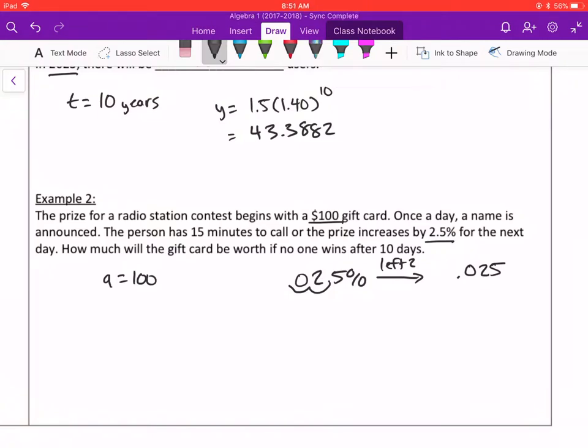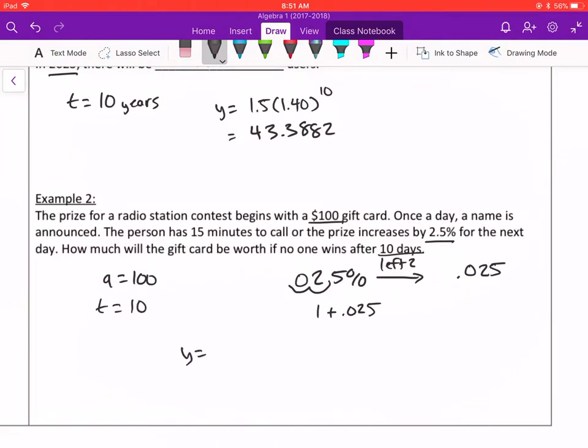And then your actual B value, your rate, is going to be 1 plus 0.025, right? So then it says for the next day, how much will the gift card be worth if no one wins after 10 days. So t is going to be 10. So our equation is going to look like this.